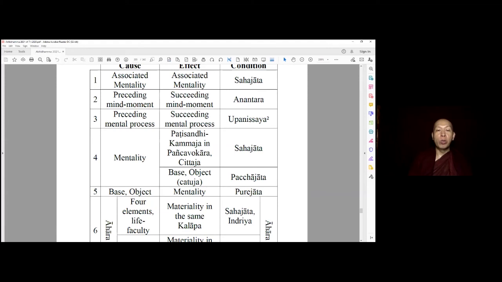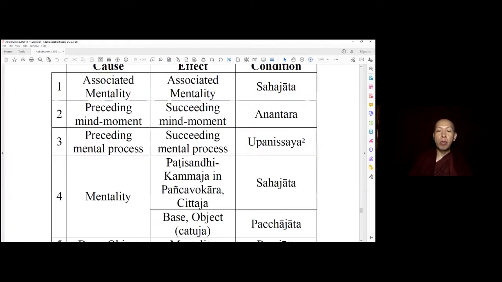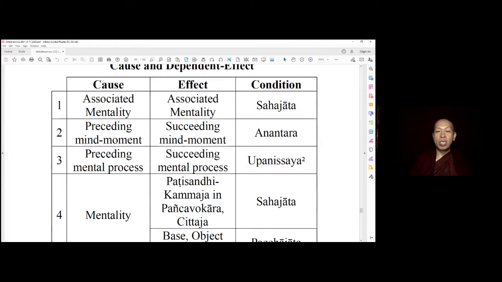Then row number 2, preceding mind moments and succeeding mind moments, called Anantara type. In Anantara type, we have Anantara, Samanantara, Upanissaya, Natthi, Vigata, and so on. We have conditions according to the mind moments. Preceding mind moments is the cause, succeeding mind moment is the effect. The condition will be Anantara type, continuity type.